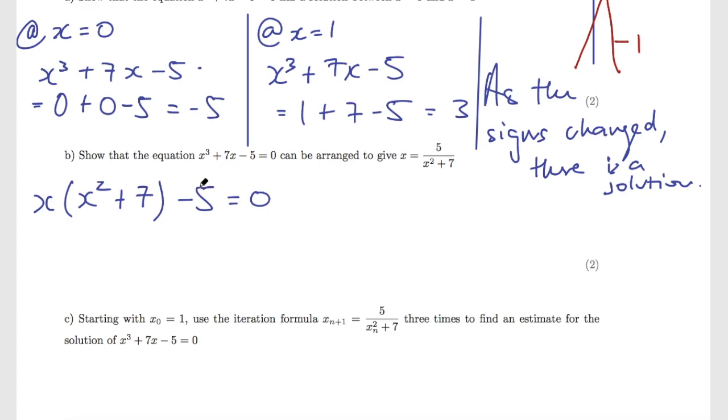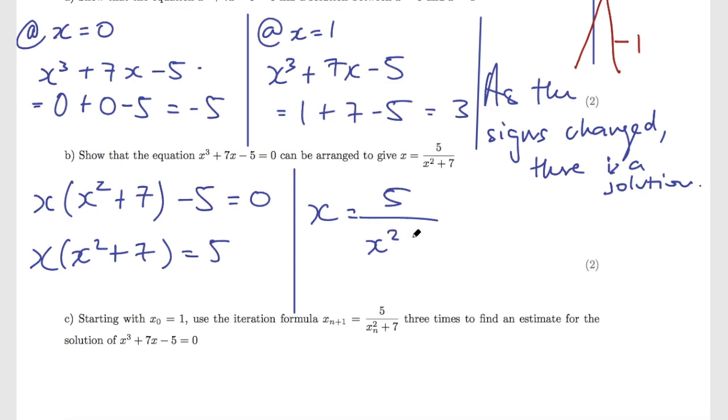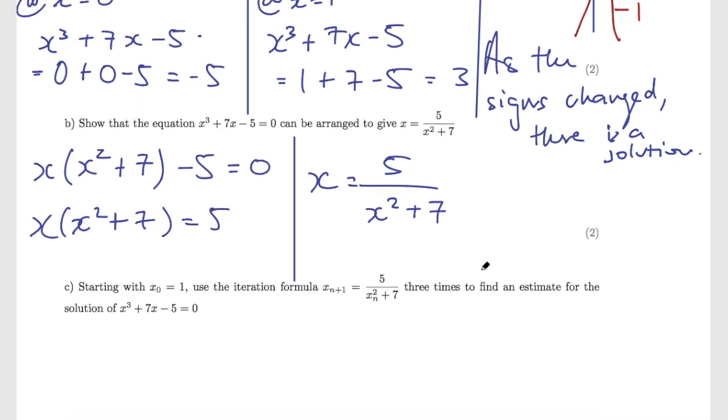And then let's add 5 to the other side. So x bracket x squared plus 7 equals 5. And then let's divide this side by x squared plus 7. So we'll get x equals 5 over x squared plus 7. Then we end up with x equals 5 over x squared plus 7, and we're done for 2 marks.